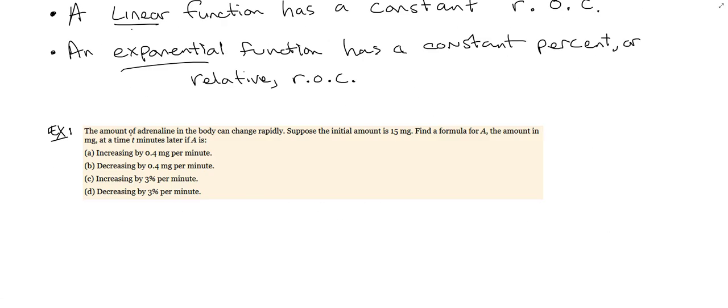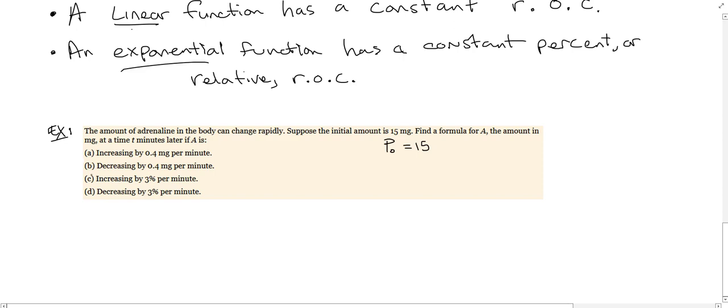So here's this example we're going to try. The amount of adrenaline in the body can change rapidly. Suppose the initial amount is 15 milligrams. Find a formula for A, representing the amount of adrenaline in the body in milligrams at time t. Alright, so right away we have an initial value. So P naught is 15 milligrams.